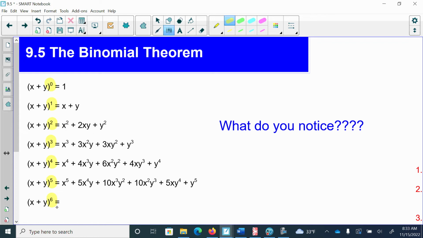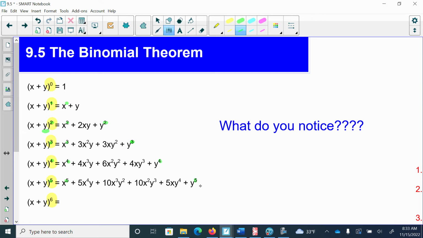Okay, one of the patterns you should have recognized is that the power of my first term is going to match the power that the binomial is raised to. So in other words, if it's x plus y squared, the first term is going to be x squared. The last term is going to be the second term, and it's also going to be raised to that same power. So you'll see x plus y to the third power, this last term is y to the third, y to the fourth, y to the fifth.